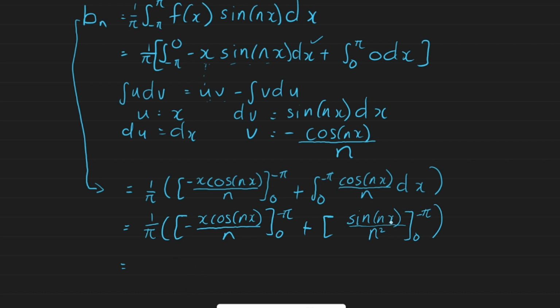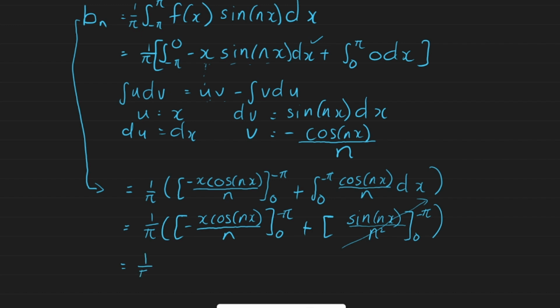So the integral of sine of minus pi or pi is just going to be 0. So this first term is going to give us 0. And sine of 0 is also 0. So there isn't going to be any term here. So now we can only evaluate this first term.